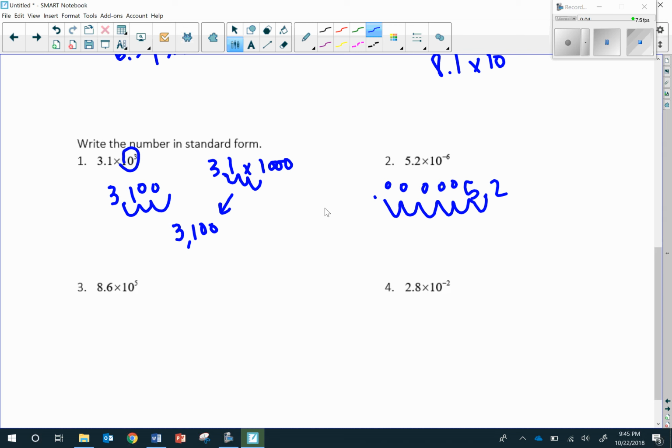Number 3, we have 8.6 times 10 to the 5th power. Again, I'm going to move my decimal 5 places to the right. 1, 2, 3, 4, 5. Fill in my zeros. There should be 4 of them to get my answer of 860,000. I'm going to leave number 4 for you to try. Pay close attention to that -2. You have a negative exponent, so you're going to move your decimal to the left.